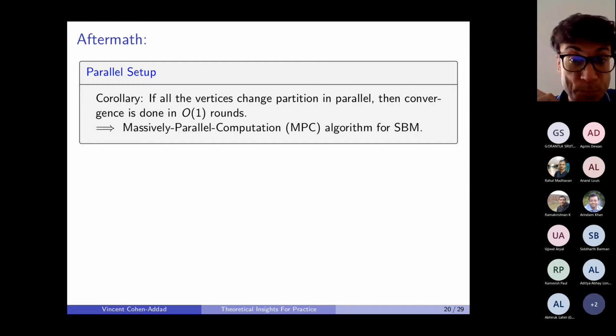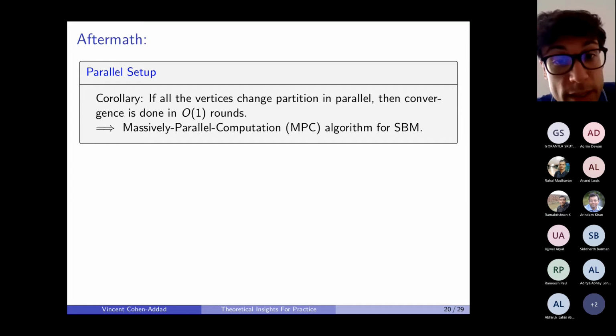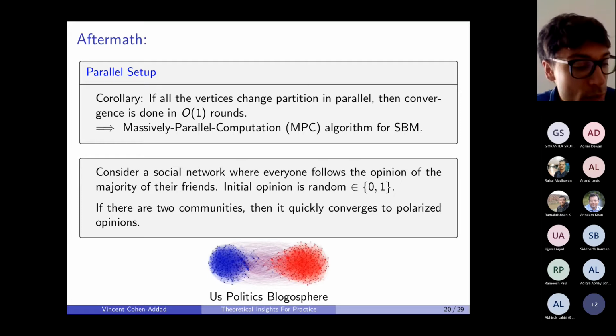partitioning. So that's pretty cool, because now we can show that we have a massively parallel computation algorithm for the stochastic block model. Of course, we assume that (P minus Q) over square root P is somewhat large, but it can then converge in a constant number of rounds of computation. So that's pretty cool. And then I think this is a pretty nice interpretation of this result as well. Let's assume you have a social network.